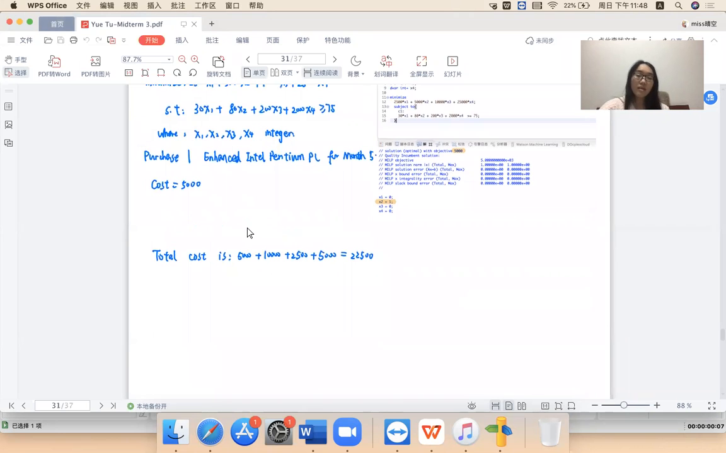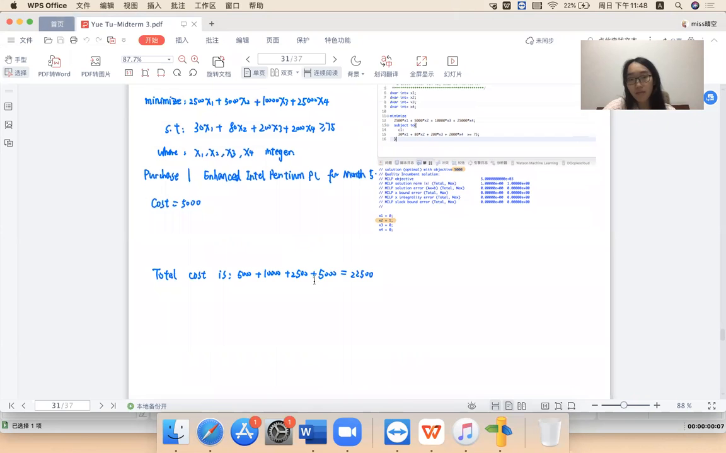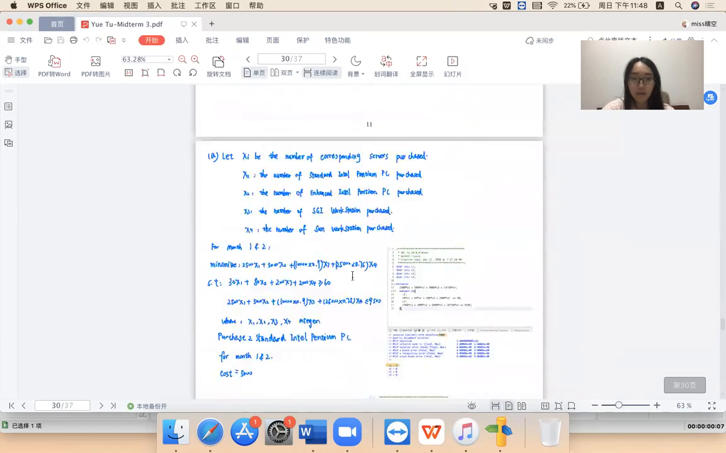Finally, we calculate the total cost. We just add all costs in each month. The answer is 22,500. Now let's see part B.